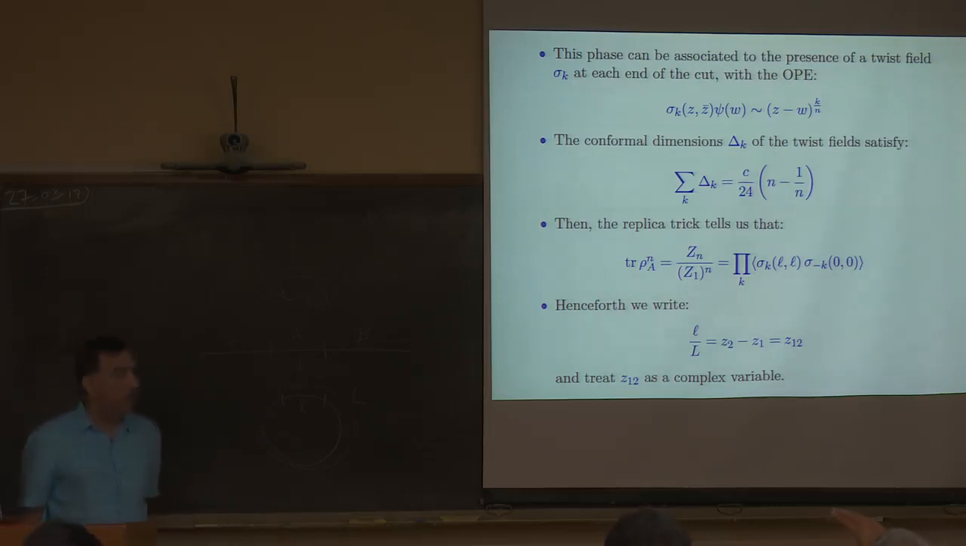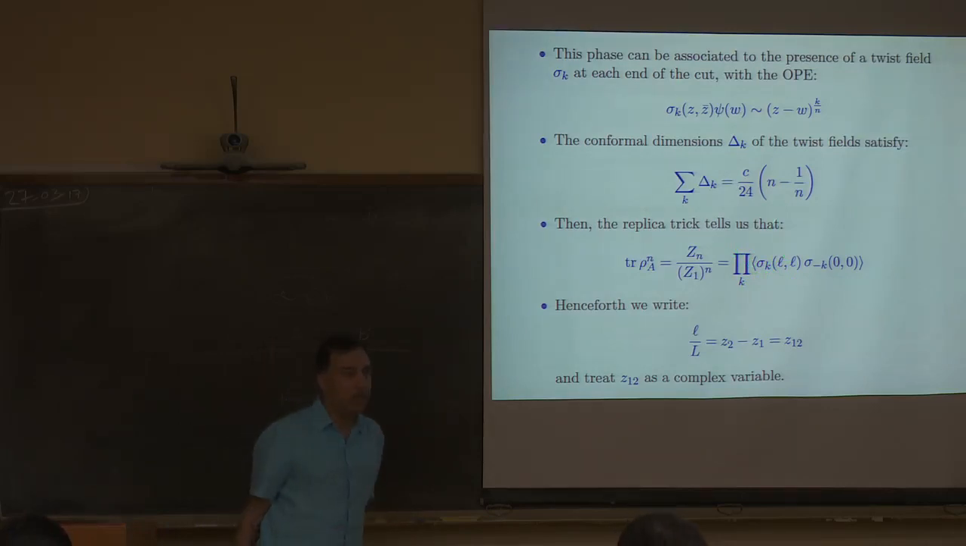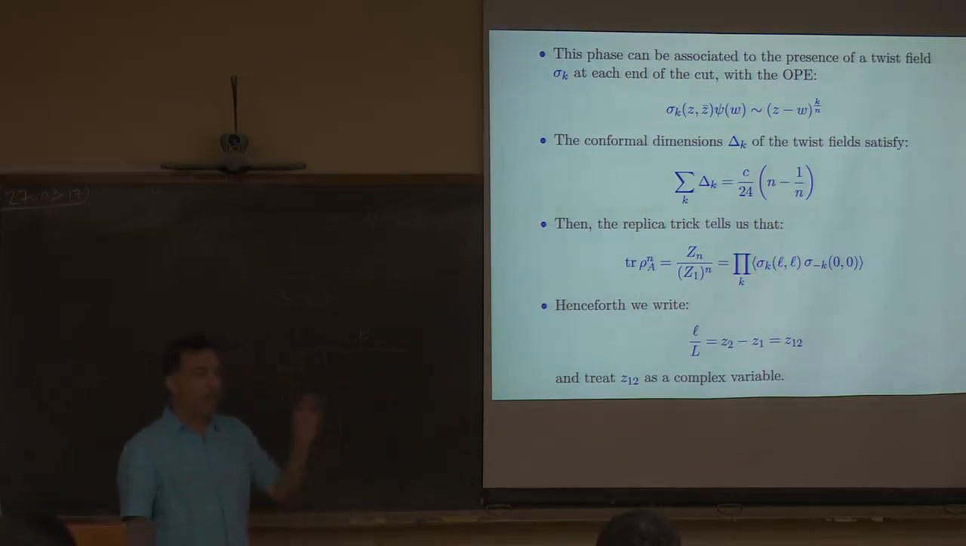Just to be sure, if you do trace rho to the n, you don't take the 2-point function of the twist n field, is it? You take the product over... No, it's this n-fold product, which is sometimes called the twist field, a product over k from 0 to n minus 1. So you could say that the product of sigma k from 0 to n minus 1 is the twist field. But the point is that each factor is made out of only the corresponding fundamental field.